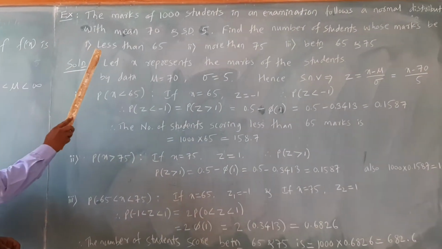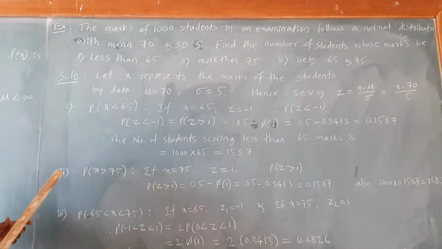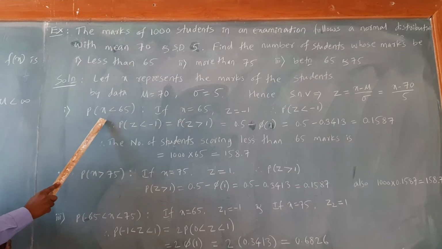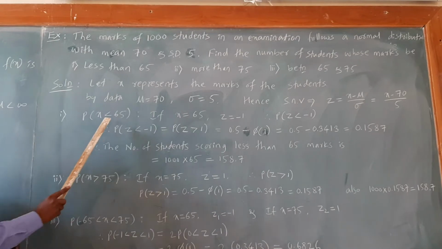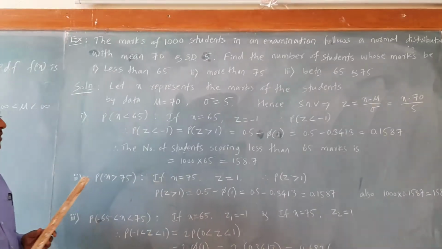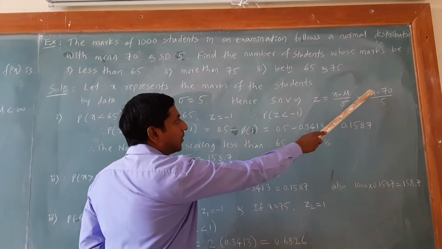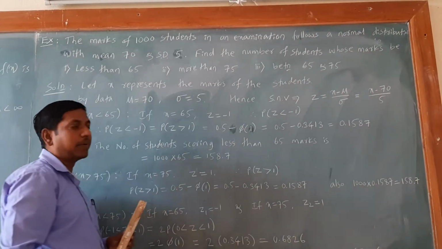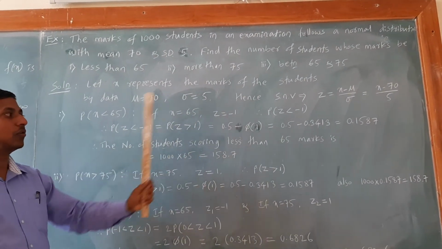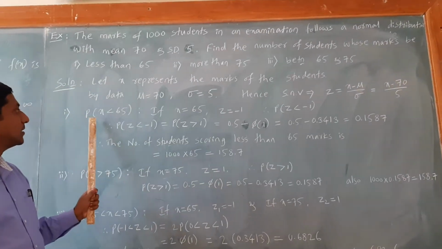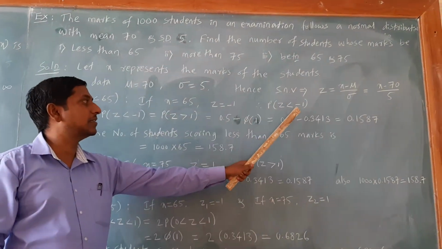So the first one is the number of students who obtain marks less than 65, denoted as probability of x less than 65. Suppose x is equal to 65; substituting x equal to 65 in this formula, we get (65 minus 70) whole divided by 5, which gives the value as minus 1, that is z equal to minus 1. And this relation x less than 65 is now denoted as z less than minus 1.